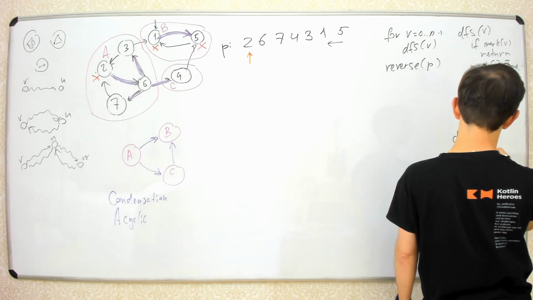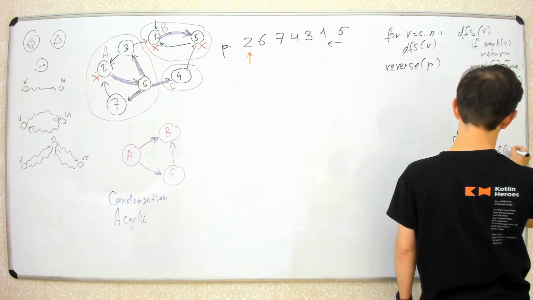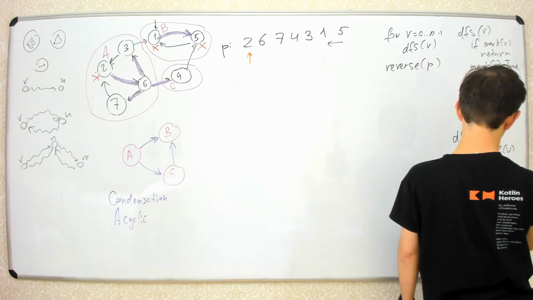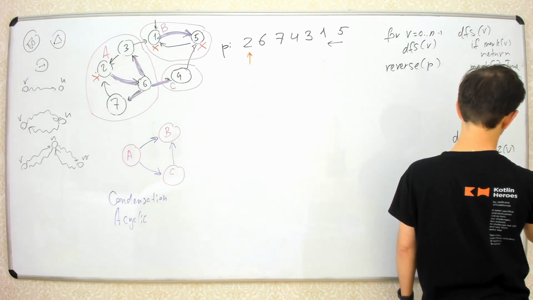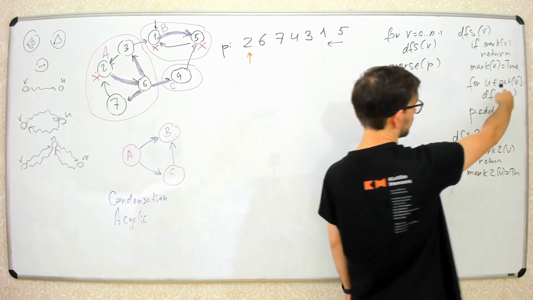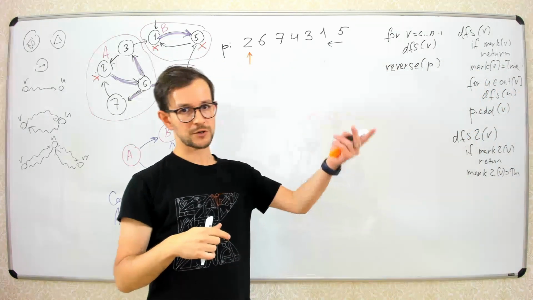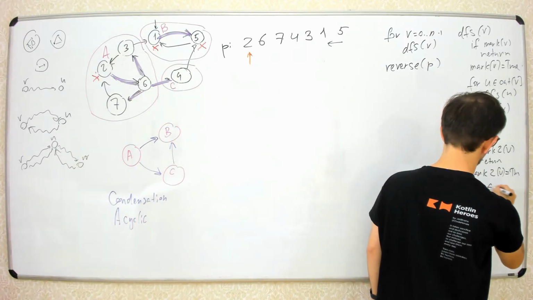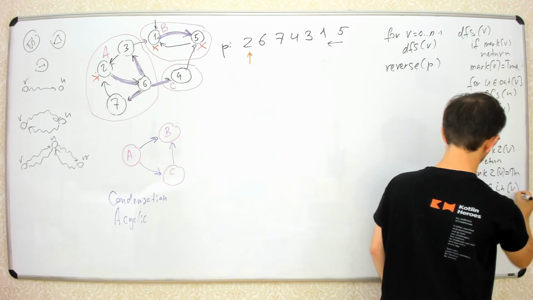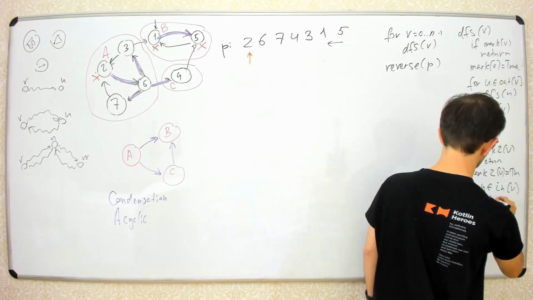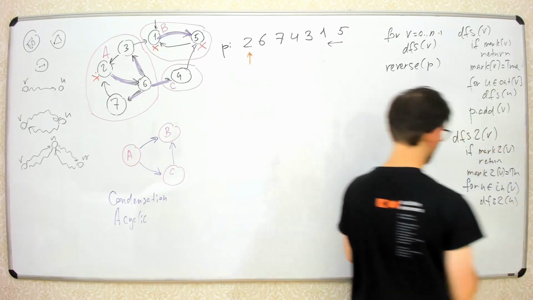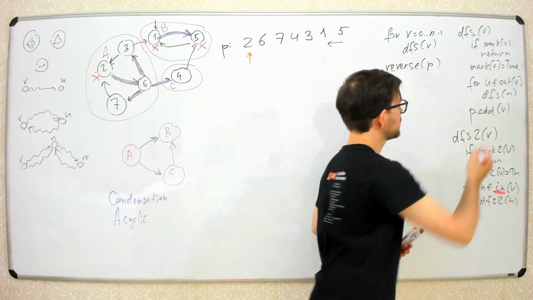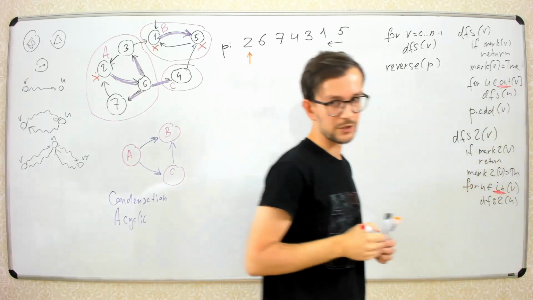Again, if mark2 of v, then we return. Mark2 of v is true. But this for loop will not iterate over all outgoing edges, but over ingoing edges. So we'll iterate over ingoing edges of v, and then run dfs2 of u, like this. Again, this is important. So here we go on outgoing edges, here we go on all ingoing edges.